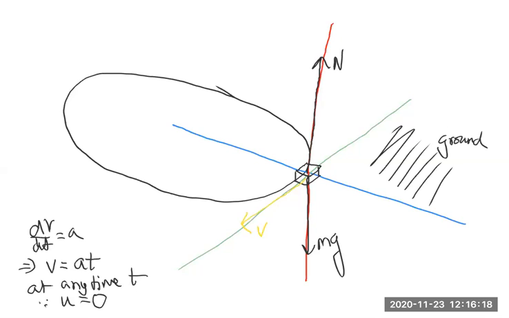If you are getting confused, this is north, this is east, this is up, and this is down. Okay, now it's coming, is it clear to everyone? This mg will be downwards and the normal reaction will be upwards. Is it clear to everyone now? Okay.